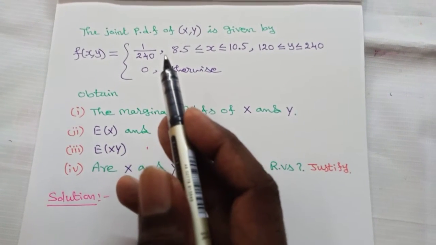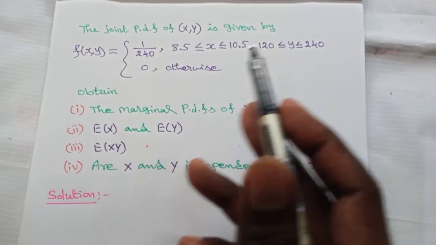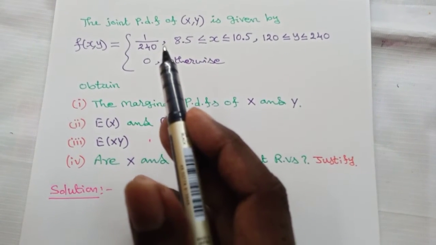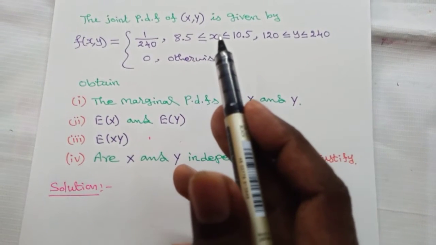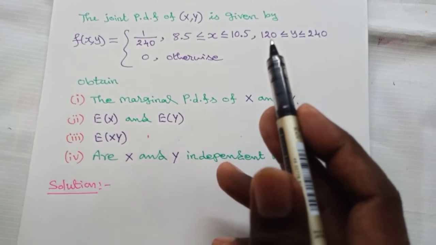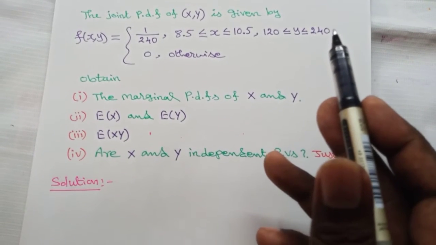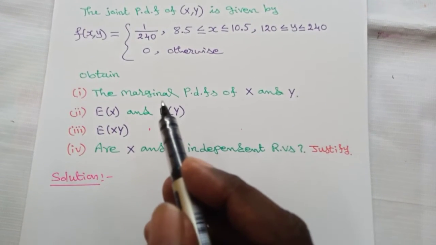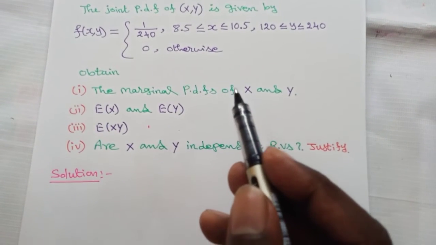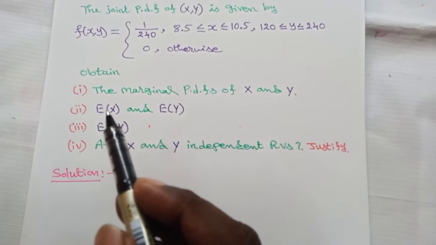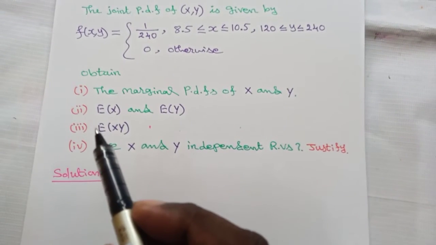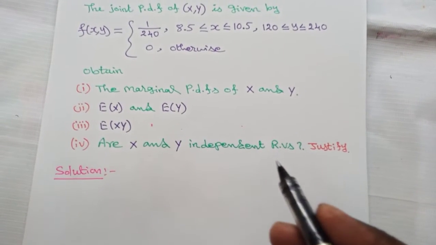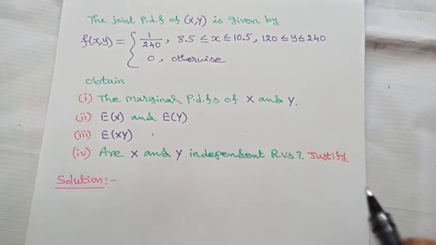The joint PDF of x comma y is given by f of x comma y is equal to 1 by 240 in the interval 8.5 less than or equal to x less than or equal to 10.5, 120 less than or equal to y less than or equal to 240, 0 otherwise. Obtain the following: the marginal probability density functions of x and y. Second one, E of x and E of y. Third, E of xy. And fourth, are x and y independent? Justify your answer. Okay, so this is the problem.